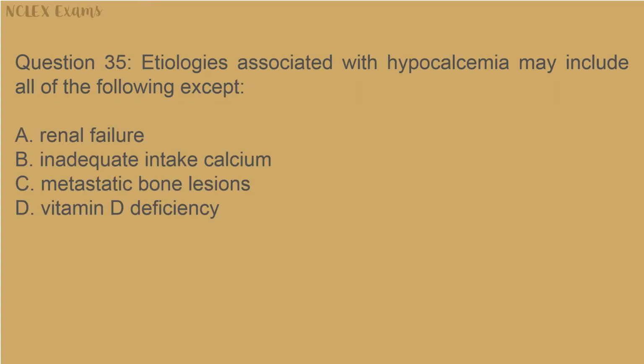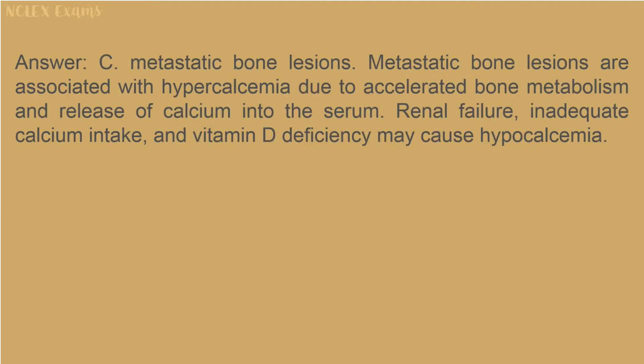Question 35. Etiologies associated with hypocalcemia may include all of the following except A. Renal failure, B. Inadequate intake of calcium, C. Metastatic bone lesions, D. Vitamin D deficiency. Answer: C. Metastatic bone lesions. Metastatic bone lesions are associated with hypercalcemia due to accelerated bone metabolism and release of calcium into the serum. Renal failure, inadequate calcium intake, and vitamin D deficiency may cause hypocalcemia.